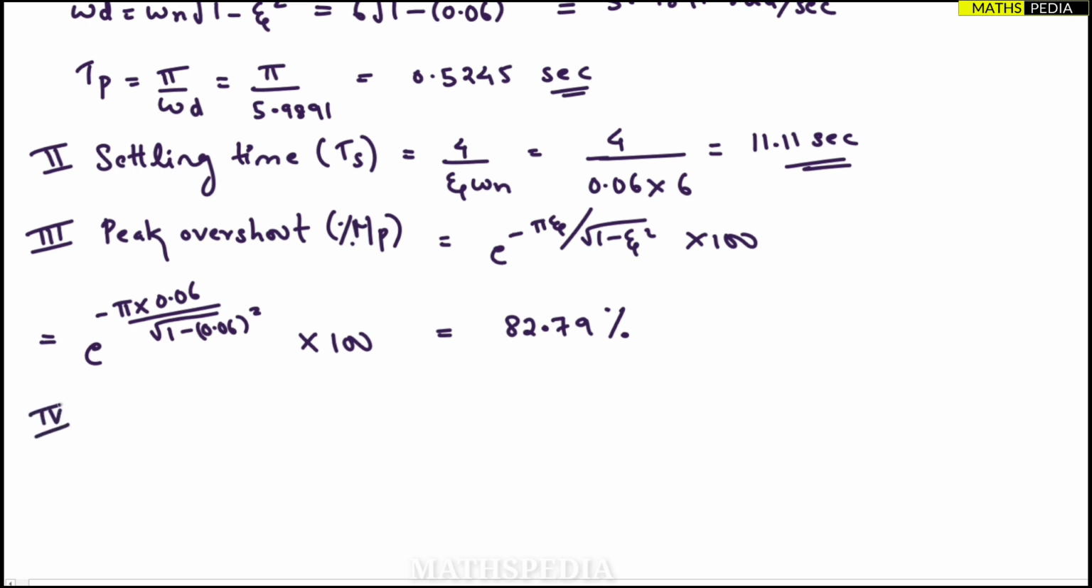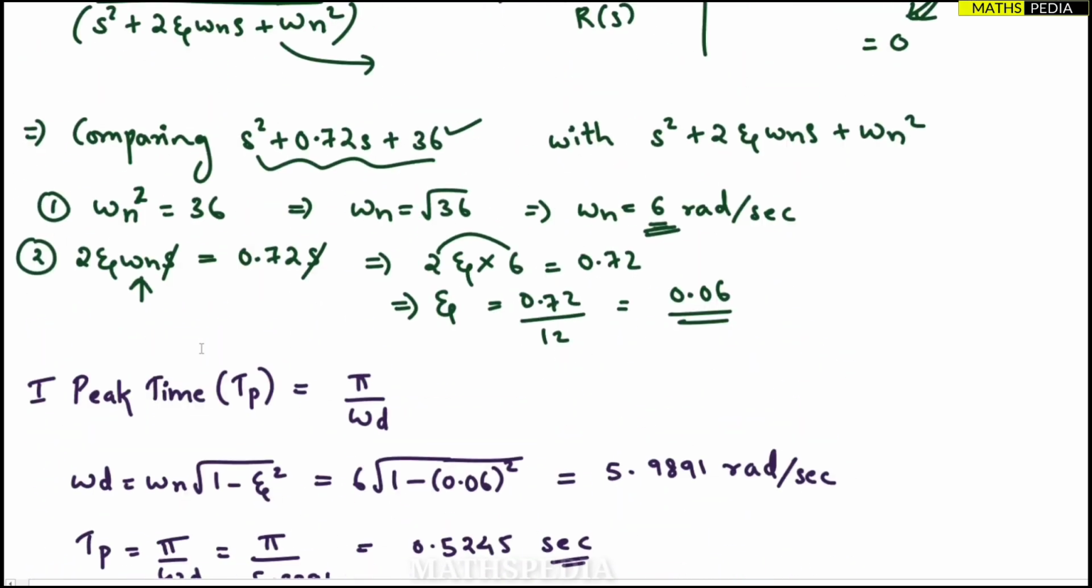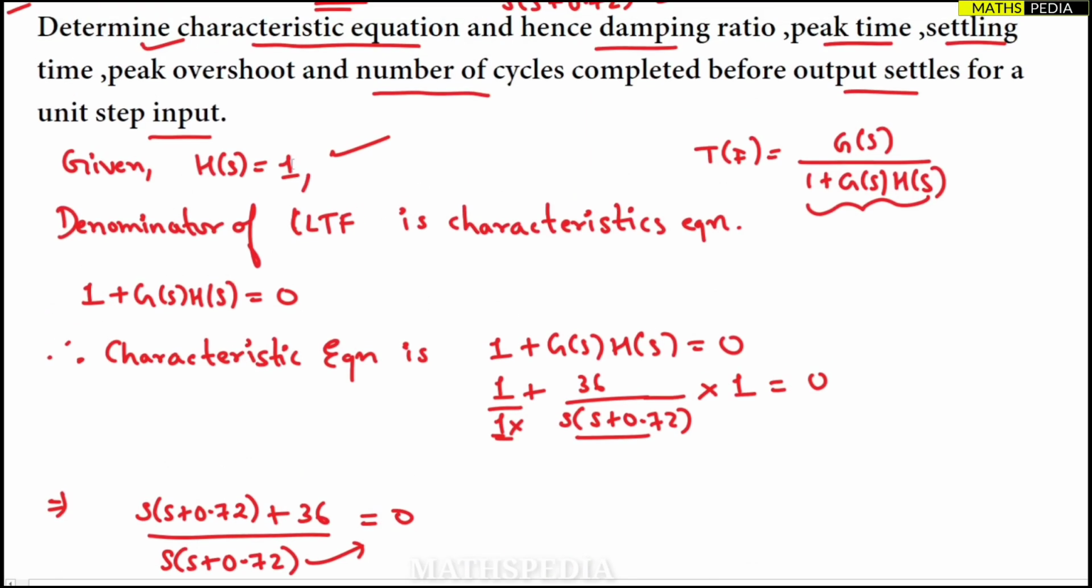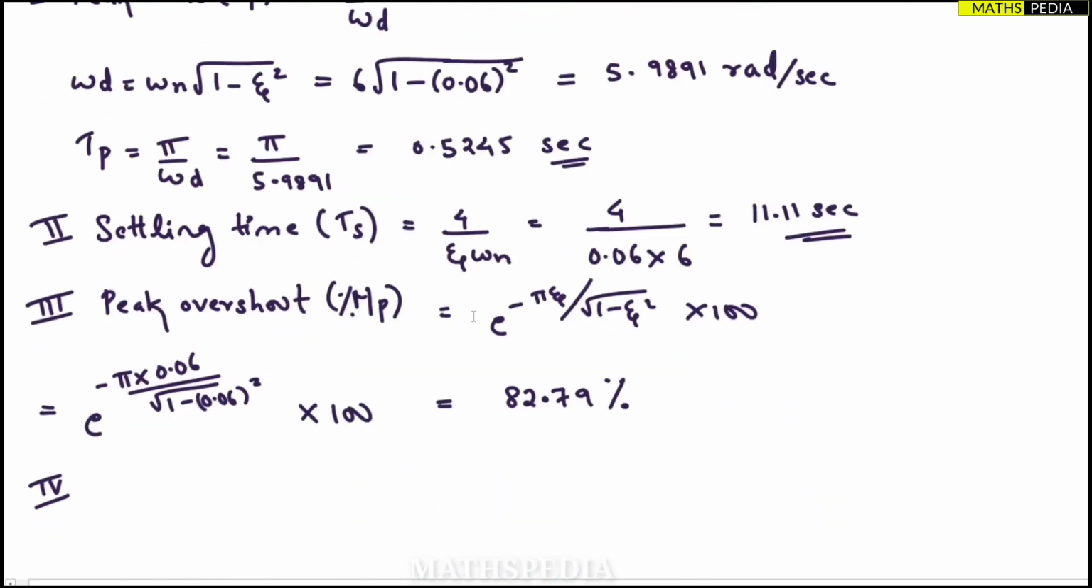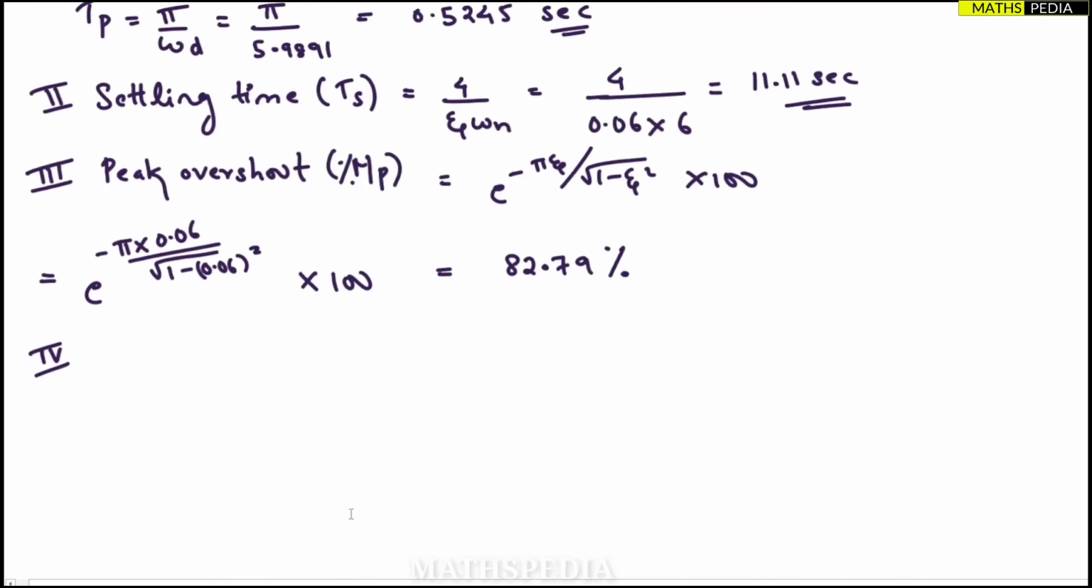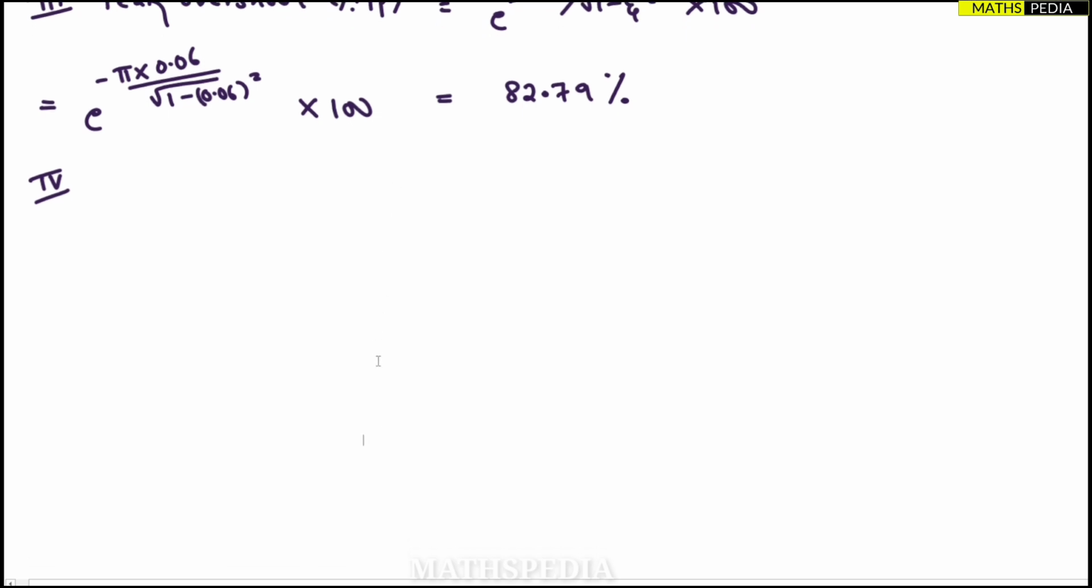Next, the fourth part. Everything is done, and now we are left with finding the number of cycles. Peak overshoot is done. We have to find the number of cycles completed before the output settles for the unit step. So how to find the number of cycles? The simple thing here is that we have to find the damped frequency. Omega d value we already have, which is 5.9891 radian per second.